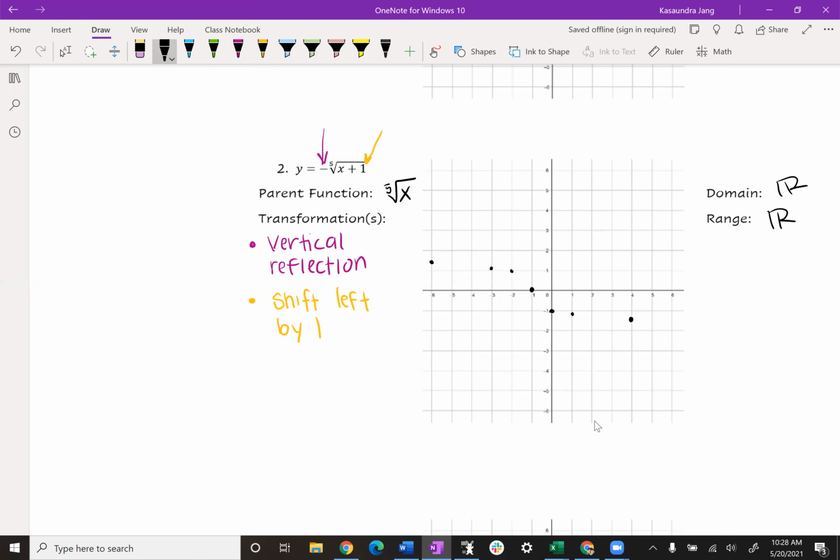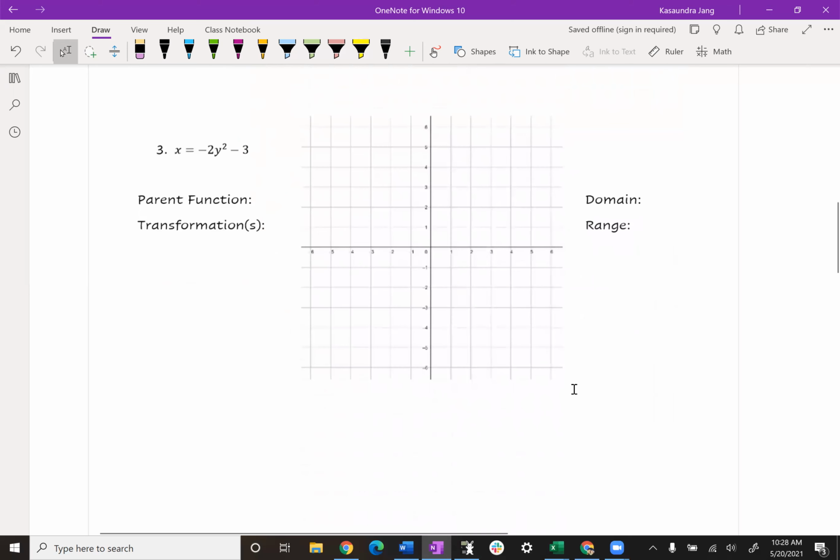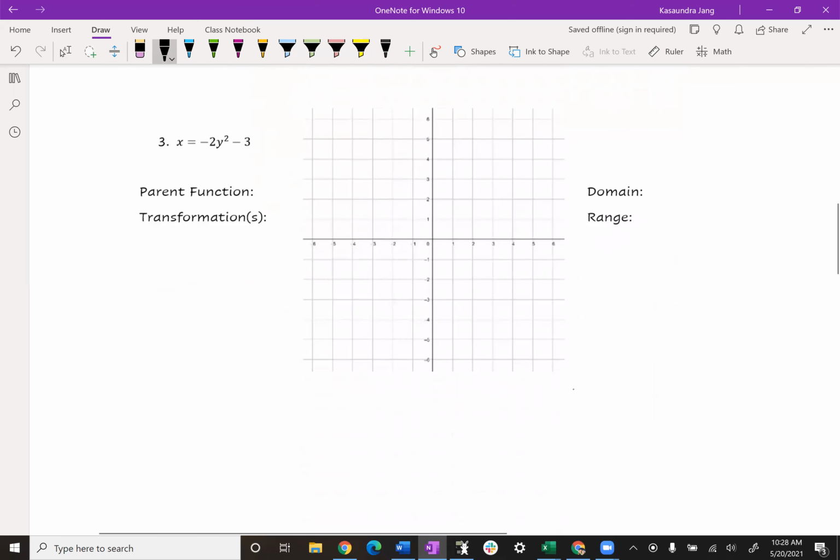Okay, all right, so here's kind of my shape. If I connect these dots, it should look a lot like that cube root function, just kind of like it got stretched out. All right, so next up, this one is a little different in that it says x equals blah, blah, blah. So I'm going to say my parent function is x equals y squared instead of y equals x squared.